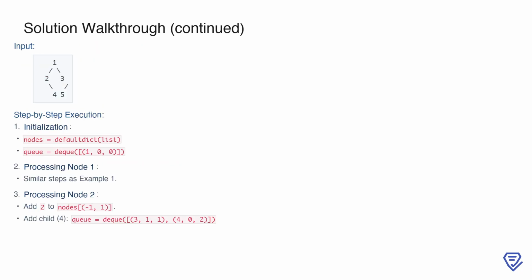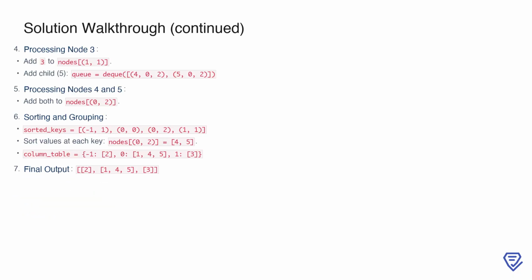Now, let's examine a tree where multiple nodes share the same column and row. Starting with the root, node 1, we initialize the node's dictionary and queue as before. Node 1 is recorded at column 0 and row 0, and its children, nodes 2 and 3, are enqueued at columns -1 and 1, row 1, respectively. For node 2, we add its value to nodes under -1, 1, and enqueue its right child, node 4, at column 0 and row 2. This setup reveals how we handle cases where a node has only one child.